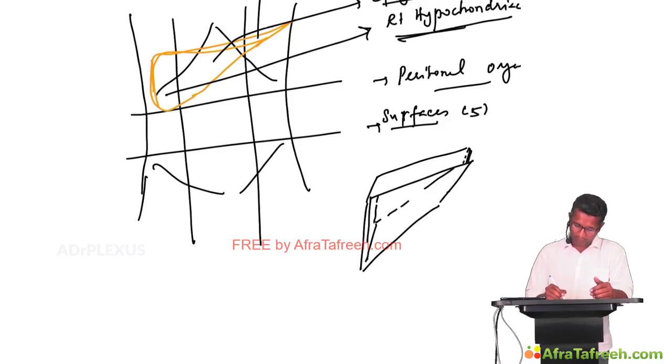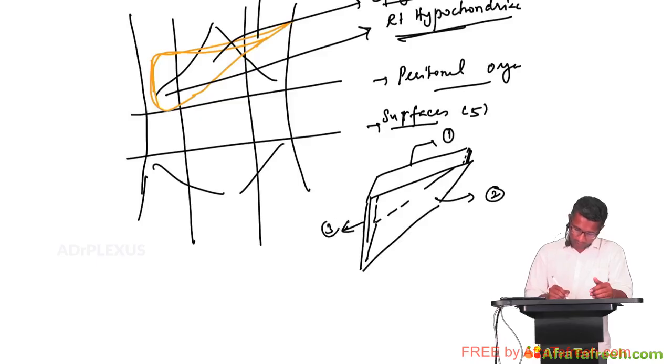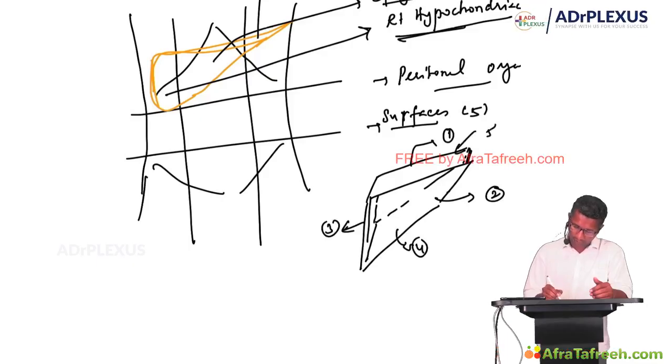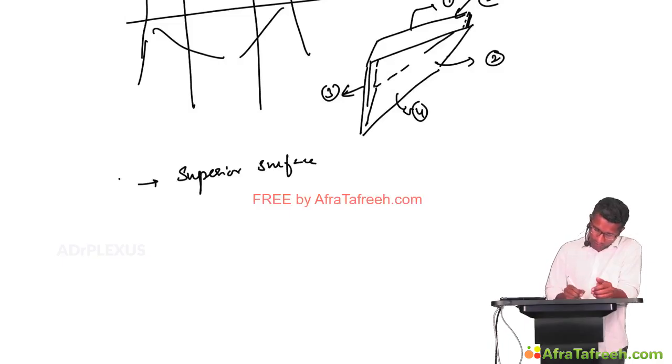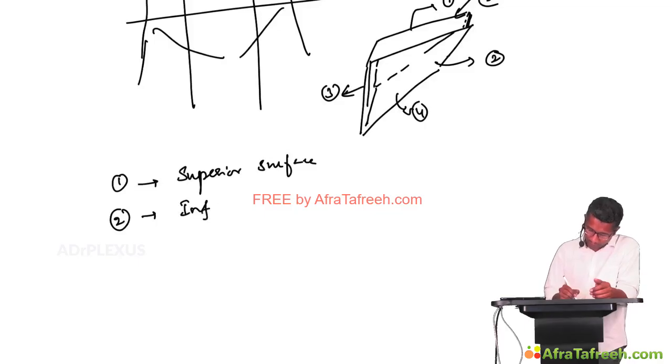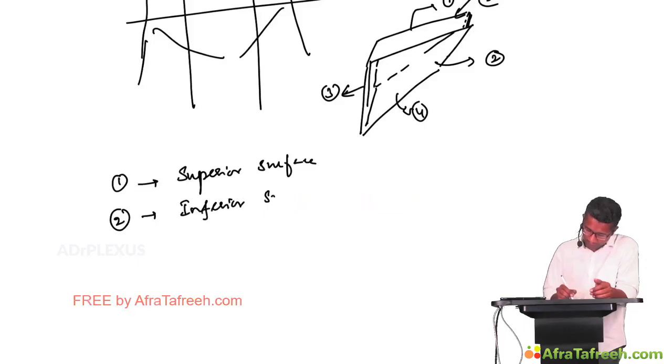The 5 surfaces are, this is one, this is the next surface, 2, 3, and this is the 4th surface, and the one which you see behind is the 5th surface. So what are the 5 surfaces? What you see above is called the superior surface. One is the superior surface. 2 represents the inferior surface.